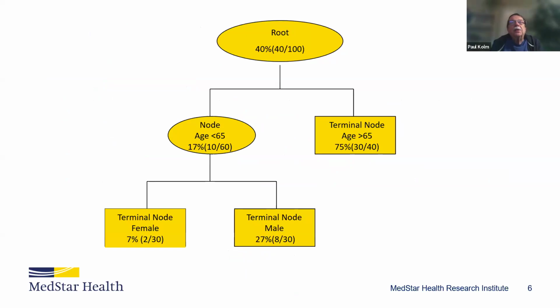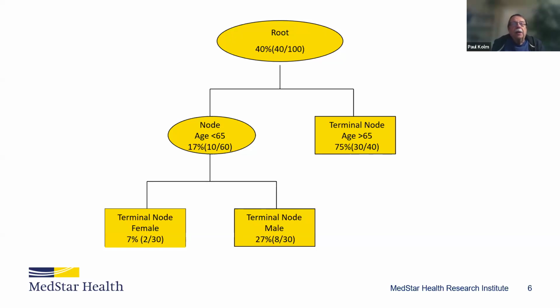So this is what a tree is going to look like. The root of the tree, when we graph it, is going to be on top, and then we're going to see the recursive partitioning take place. So in this example, our outcome is 40%, 40 out of 100, let's say, just for example here.